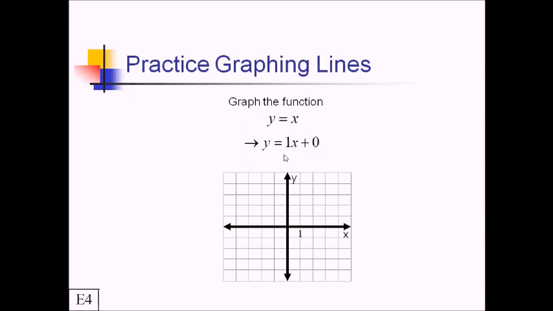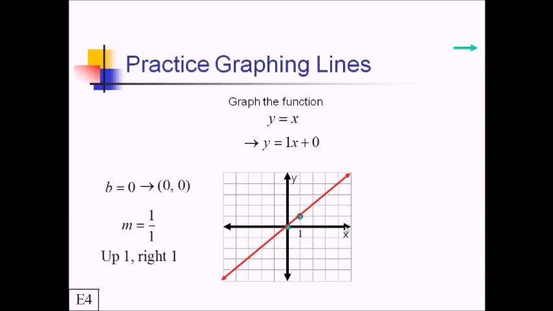If you rewrite it like this, it might be easier to see that you have a y-intercept of 0 and a slope of 1. So that's going to be the origin, 0, 0, as our b value. And then we're going up 1, right 1 in order to graph that.